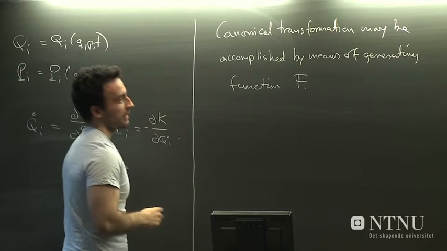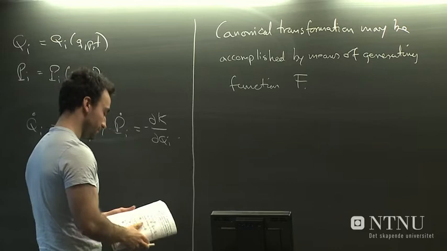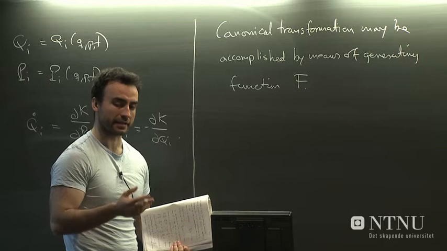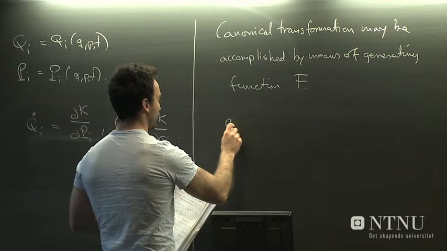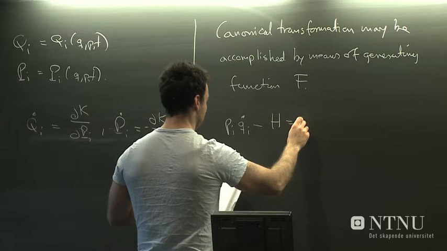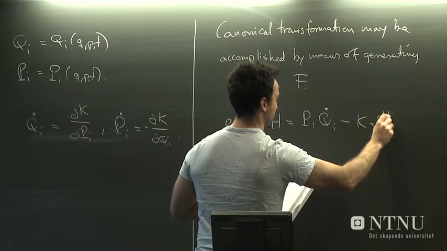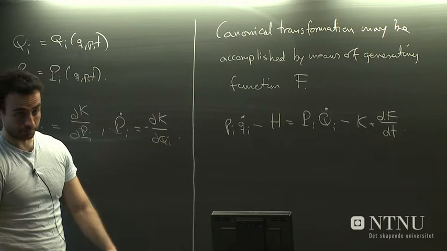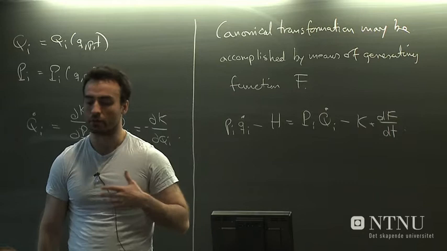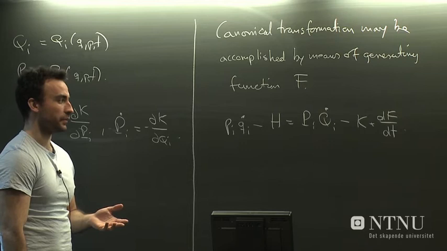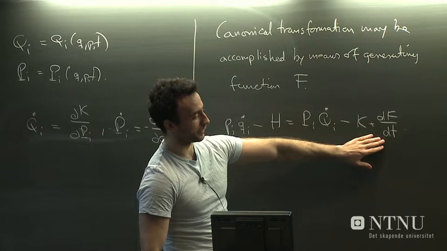Because we derive that from a modified Hamilton's principle, we had a specific relation that had to be satisfied for the old and the new set of coordinates. So we had the following relation. This extra term here appears because we can always add a total time derivative of some function f to the variation of the action without changing it, because this has no variation at the end points.